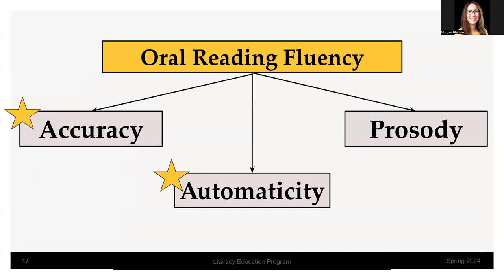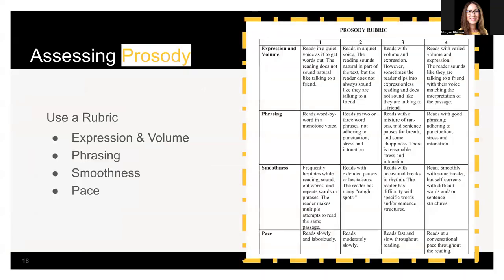So we've talked about accuracy, we've talked about automaticity. Now let's talk about how we assess prosody, because this is the one that we don't often talk about enough, especially when it comes to curriculum-based measures. This one requires a rubric. This is not one that's necessarily a mathematical calculation. In accuracy and automaticity, it's very clear cut. With prosody, you want to use a rubric and your own teacher judgment.